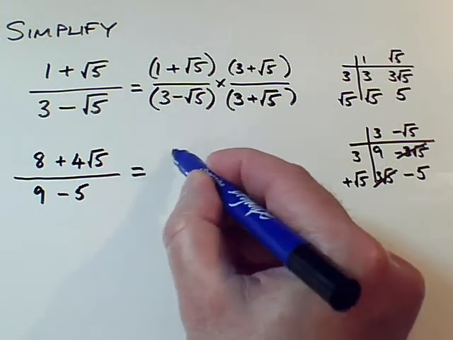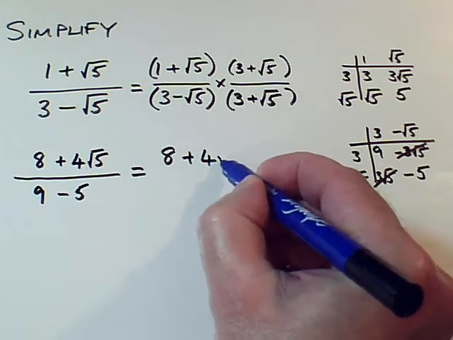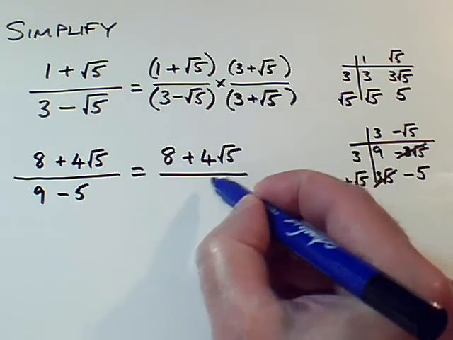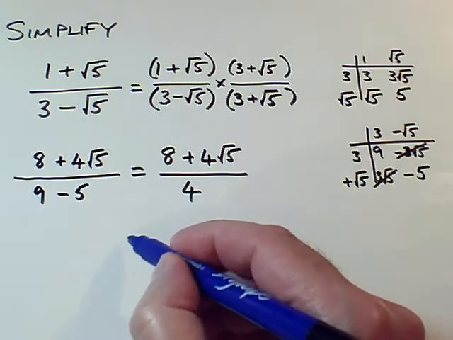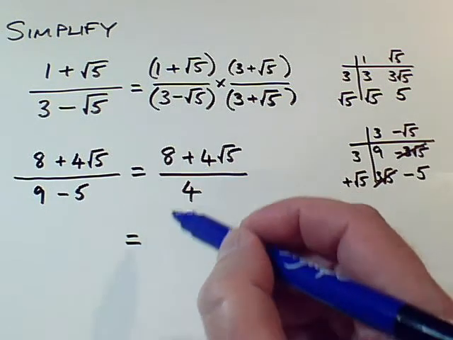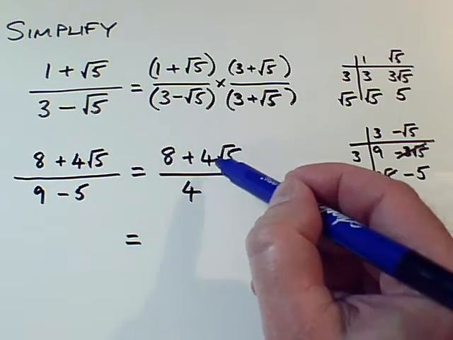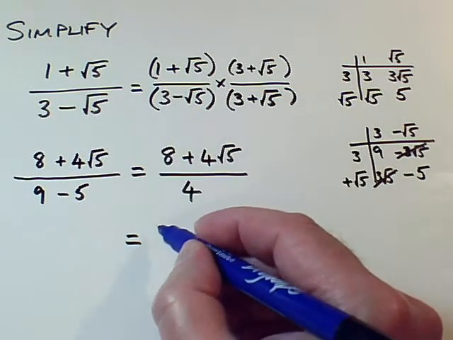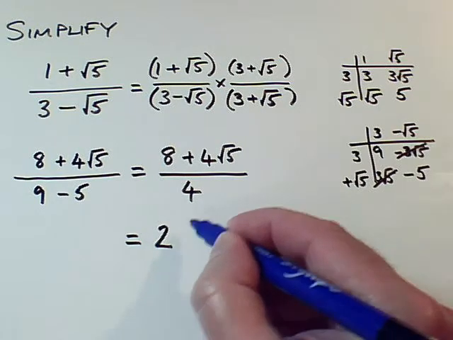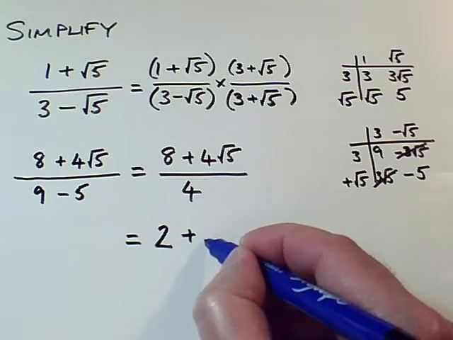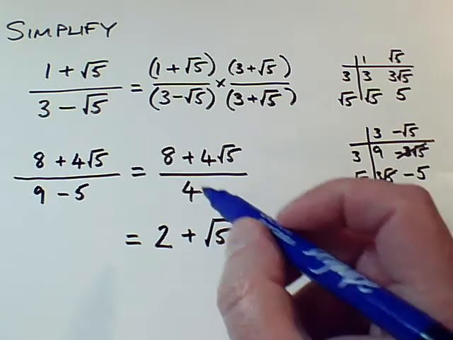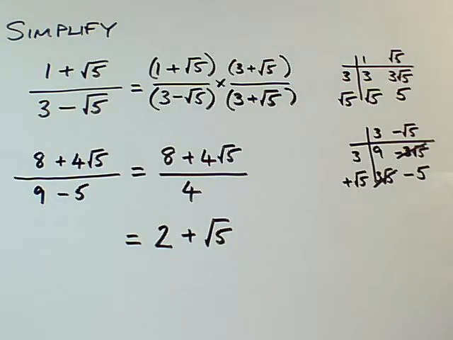So I've got 8 plus 4 root 5 divided by 4, and I can simplify that some more because 8 divided by 4 is just 2, so I can treat dividing by 4 as dividing the first bit by 4 and the second bit by 4. 8 divided by 4 is just 2, and 4 root 5 divided by 4 is just plus root 5, so this simplifies all the way down to 2 plus root 5.